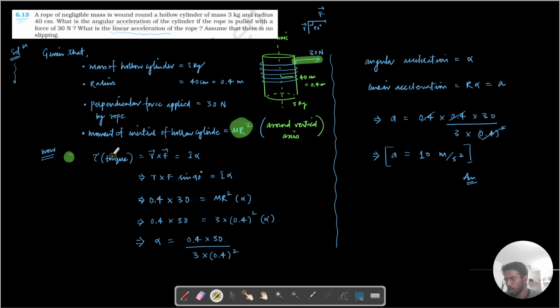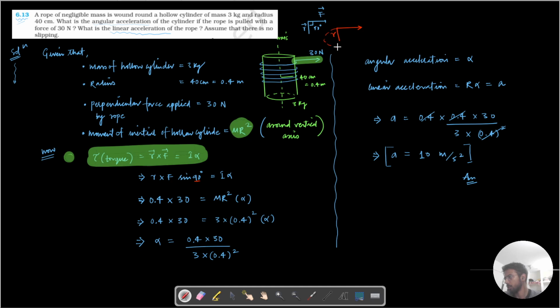So torque is equal to r cross f. That is the formula that you have to know, and that is also going to be equal to I alpha, right? Now you can solve this question as r cross f is equal to r f sine theta, that is 90 degree, because the rope and the radius are making 90 degree with each other. Like force is applied like this and the radius r is like this.